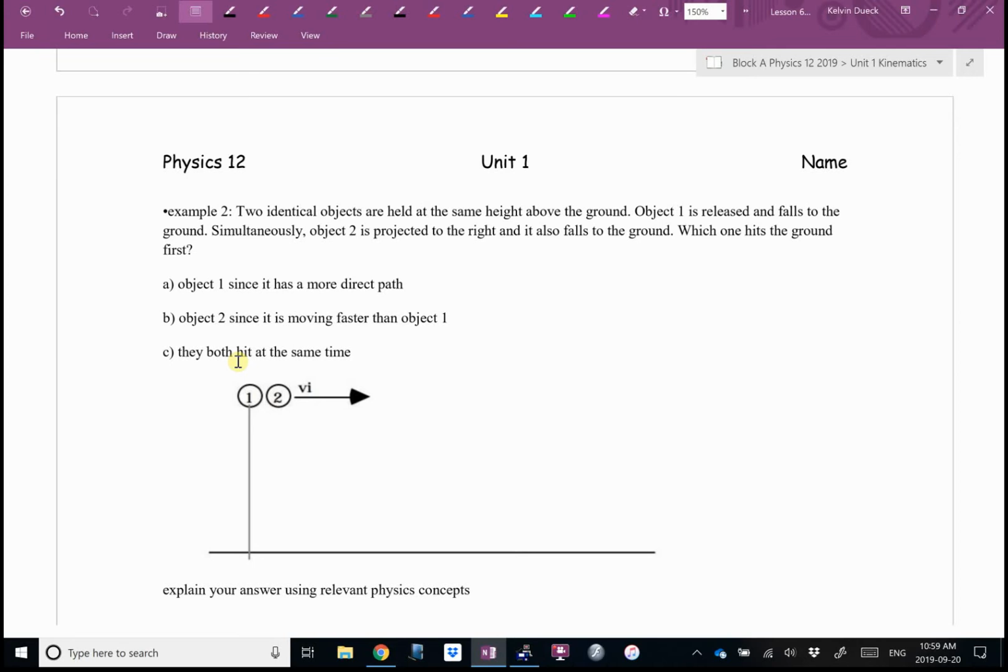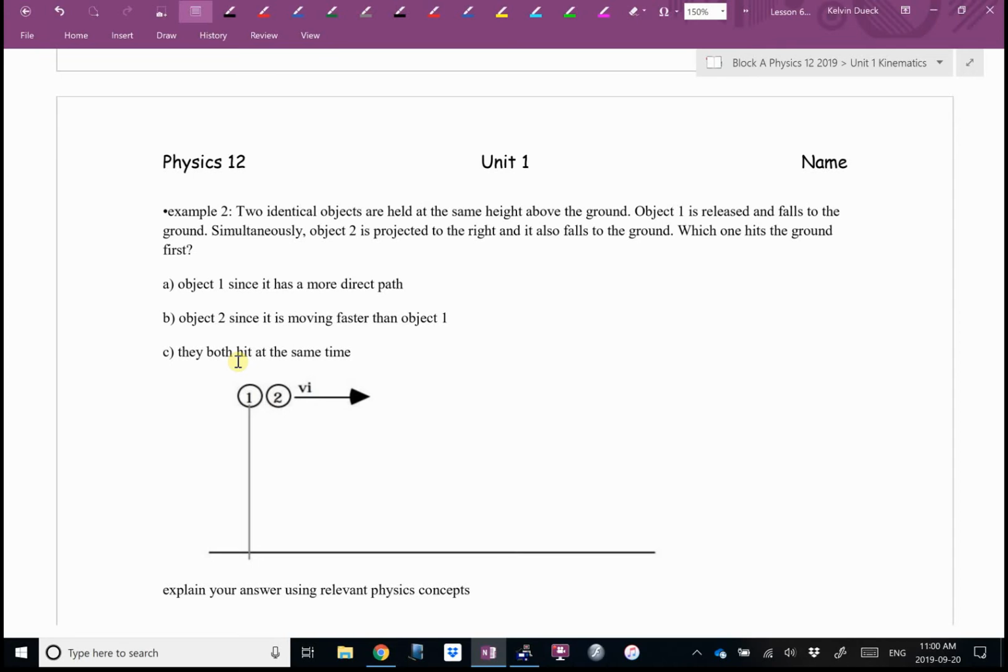A, object 1, because it's going a shorter distance and has a more direct path. B, object 2, because it has a bigger initial velocity. Or C, they both hit at the same time. Mr. Dueck, these aren't easy. Oh, no, they're not. I'm trying to get at the depths of common physics misunderstandings.